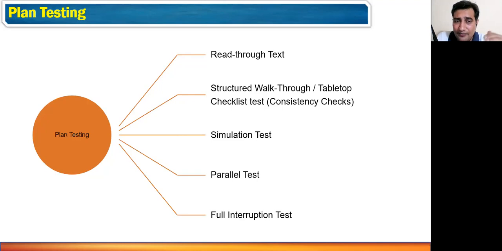On the other side, companies also have some kind of checklist test. That means a well thought out checklist is already prepared, and then over the meeting we will say, okay, let's assume there is fire in the server room. Now, what kind of actions will you take? So we will go through the checklist and see how well the plan is able to respond to that. Okay, that is sometimes also called a consistency check.